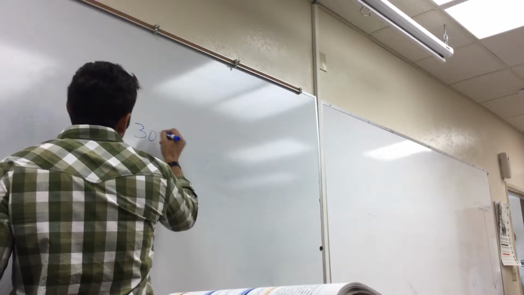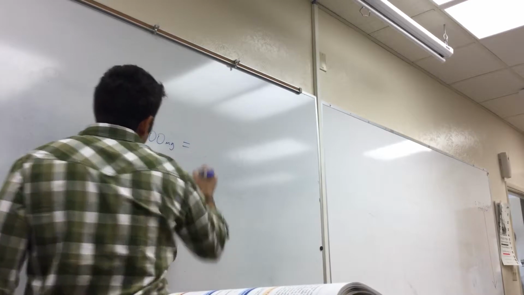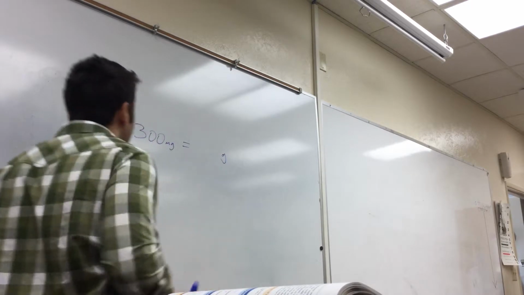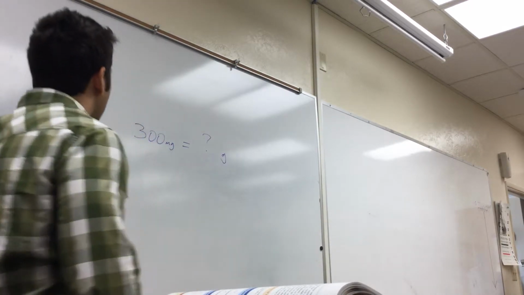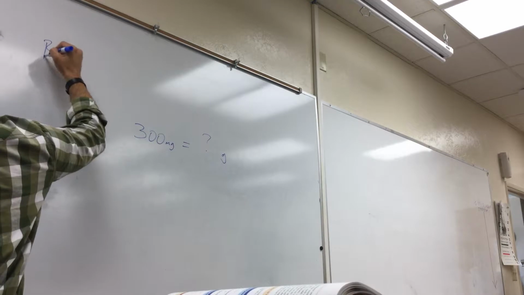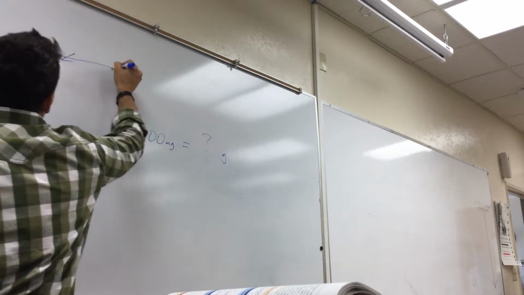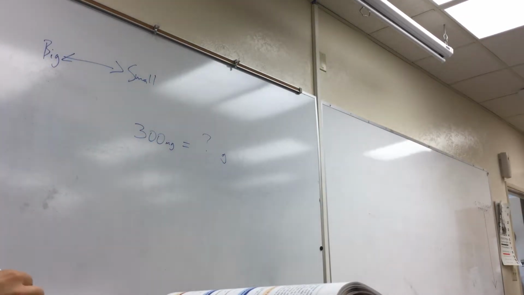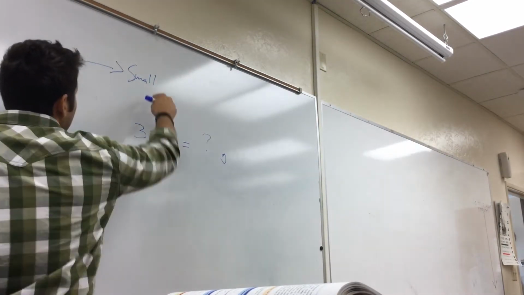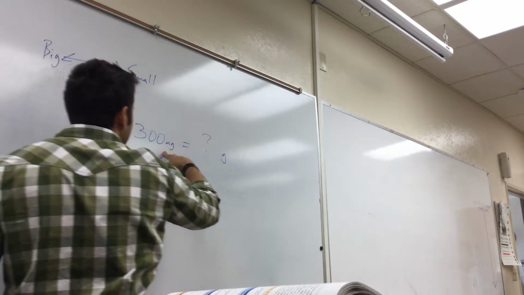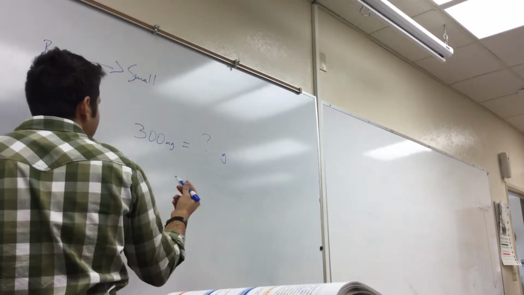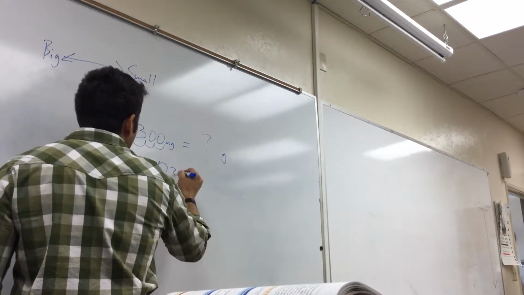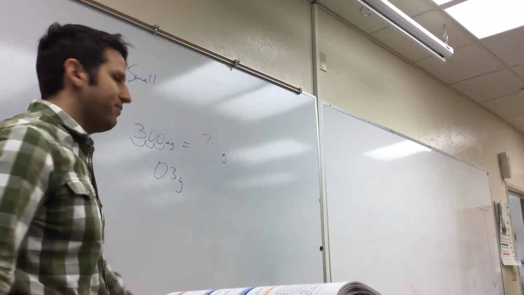So if I had 300 milligrams, and I want that in grams, what do I need to do? Move it to the left. I need to move it to the left because I'm going from small to big, right? Milligram is smaller than a gram. How many places am I moving it? Three. Right?